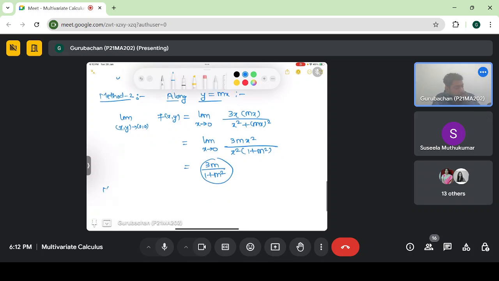There is one another method that I would like to emphasize. Excuse me. What? The path should be chosen in such a way that the path passes through the origin. Yes.